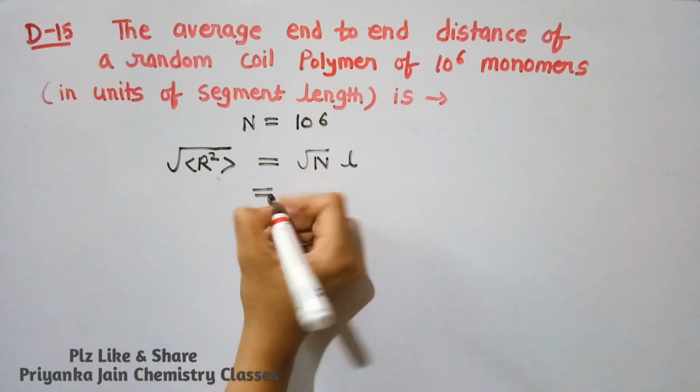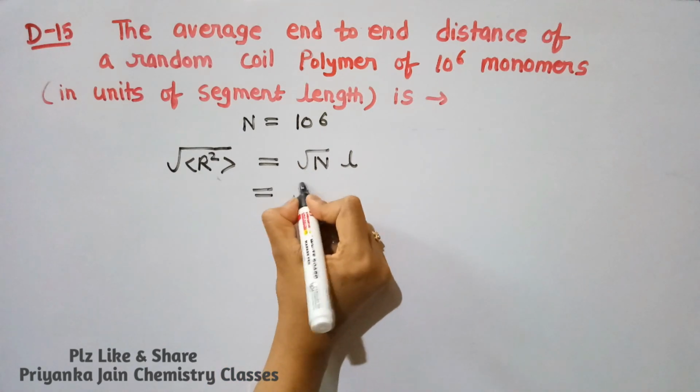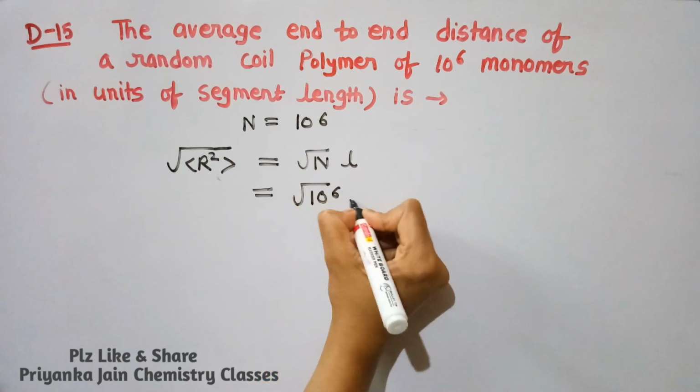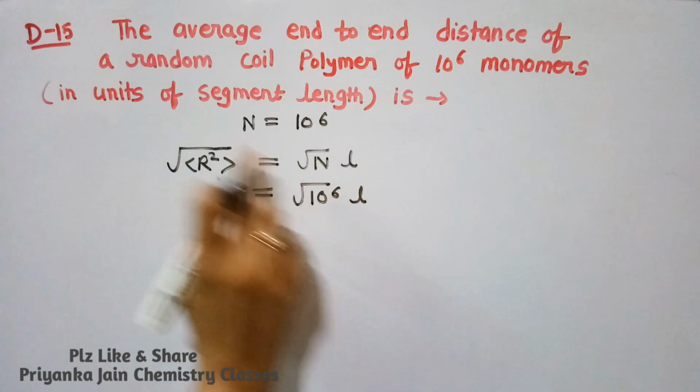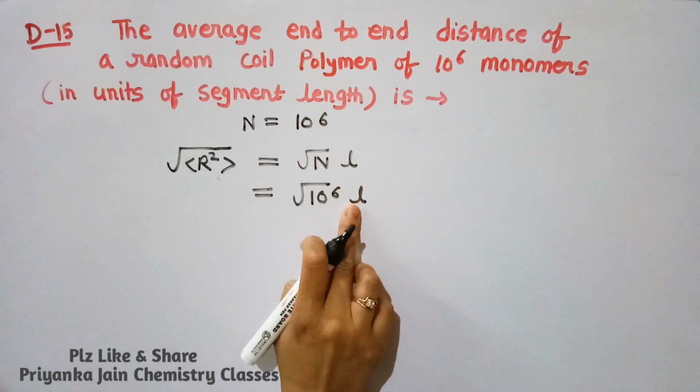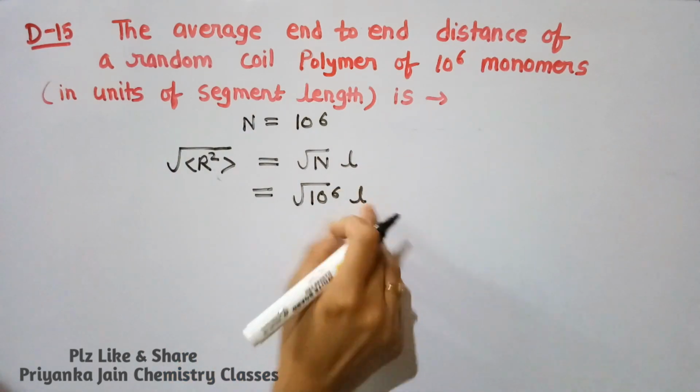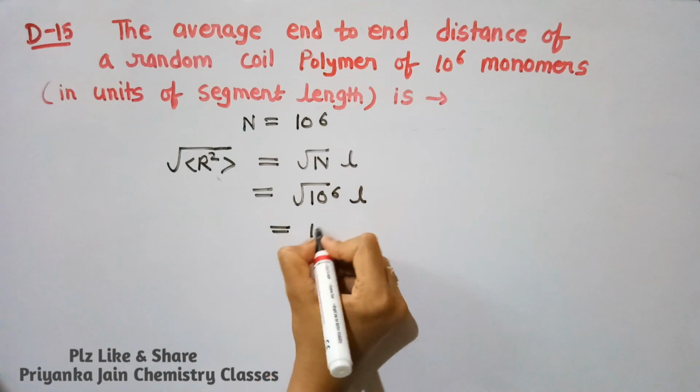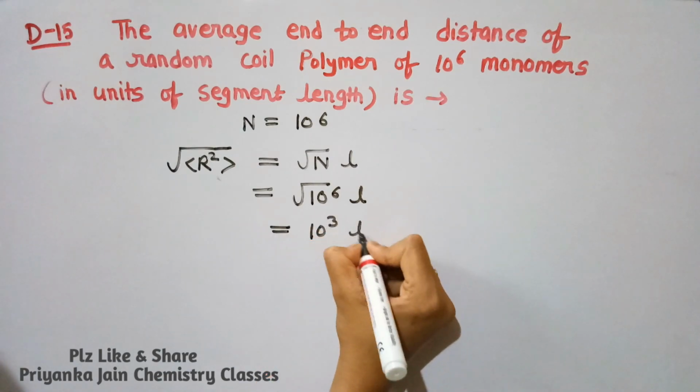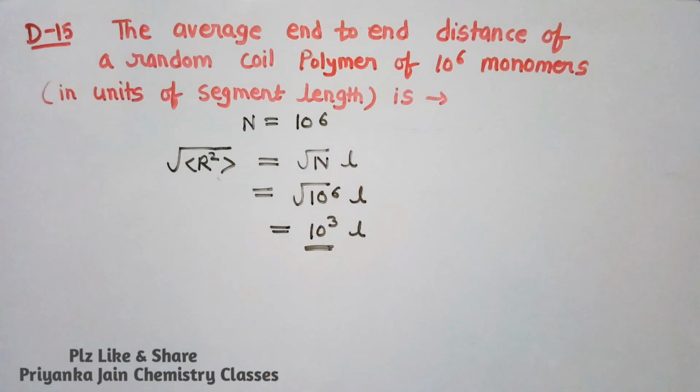Now just we have to put the value here. So root of 10 to power 6, and we have to find this in terms of the segment length. It means we have to find it in the units of this L. So this value will be equal to 10 to power 3 L. Right? This is our answer, 10 to power 3.